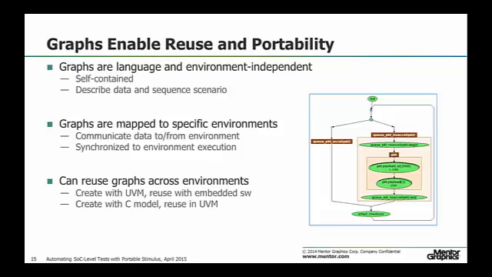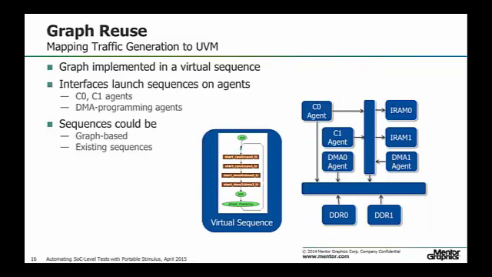You can create a graph to drive a high-level C behavioral model, and then reuse the same graph to drive a UVM test bench. So in our SoC example, we could, for example, use this graph to target a UVM environment. The graph would be implemented as a UVM virtual sequence, so it would appear as any normal UVM sequence. It would then launch lower level sequences on the different agents, so we have replaced the CPUs and DMAs with the UVM agents that drive the interfaces.